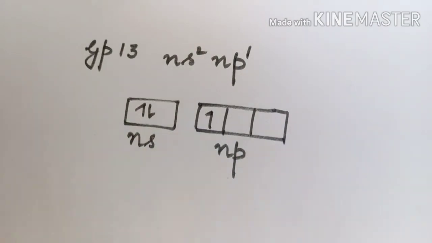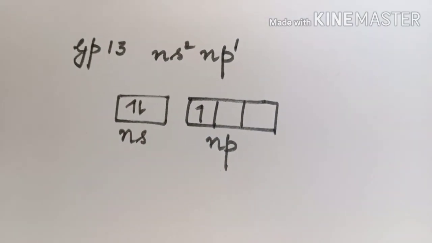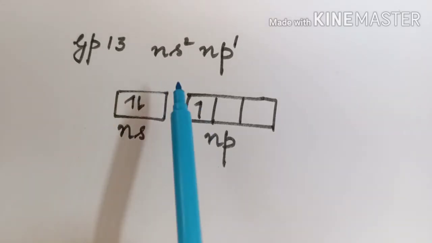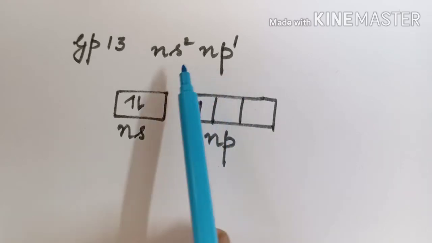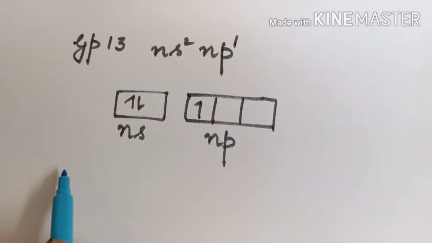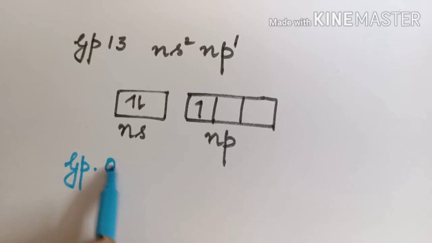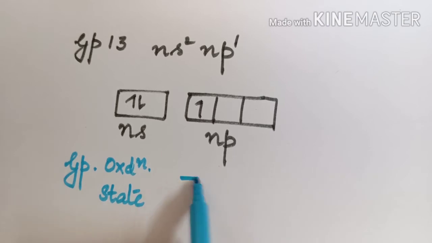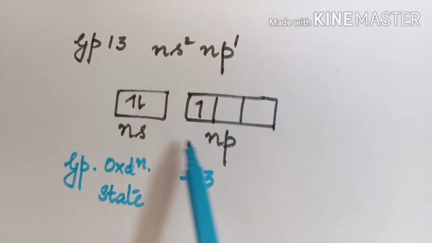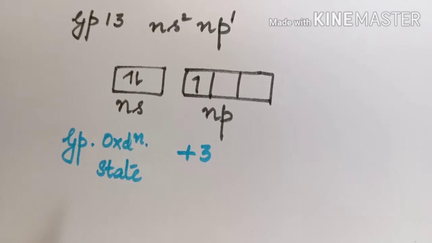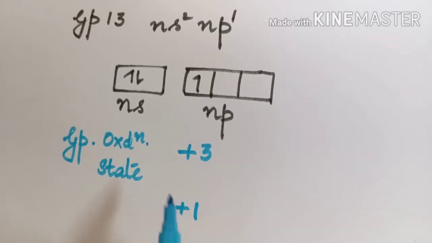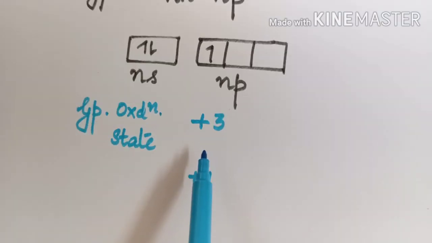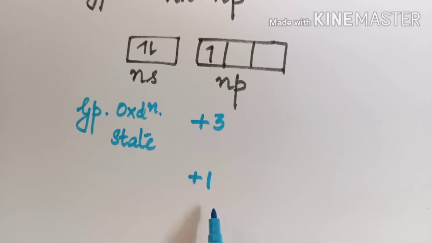So what all oxidation states are possible by these elements, that we will see. In group 13, the valence electrons are 3, and so the group oxidation state will be +3 by removing all the 3 electrons. Also have the oxidation +1. By removing 1 electron, it will get some stability. The two different oxidation states are +3 and +1.